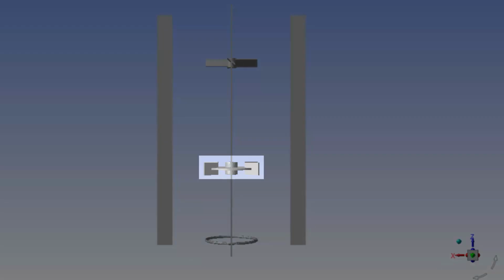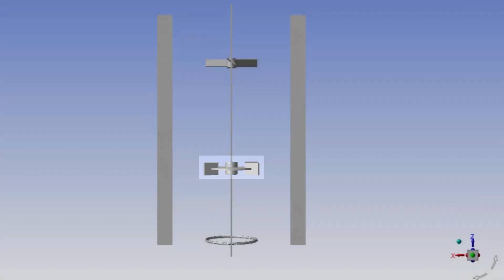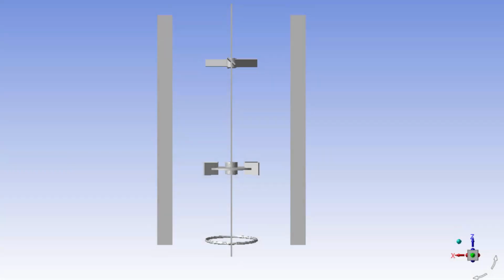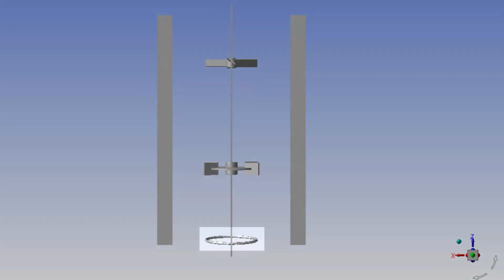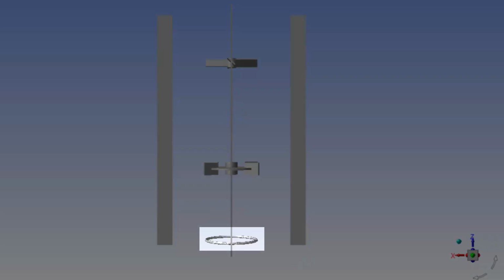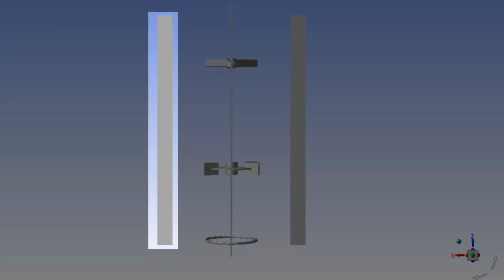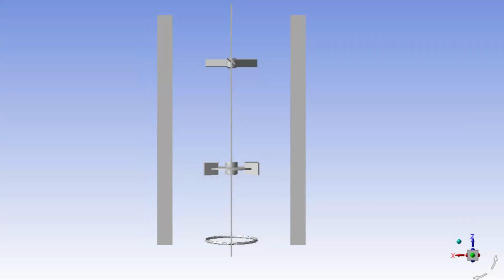The Rushton blade turbine's primary purpose is to disperse the introduced gas by providing shear. The pitch blade turbine mixes the bulk fluid by simultaneously pumping and shearing. Air is injected at the center through a ring sparger surface. The inlet's geometry ignores the presence of small inlet holes, and instead, the inlet is approximated as a uniform circular strip. Finally, baffles located on the sides of the tank prevent vortex formation.